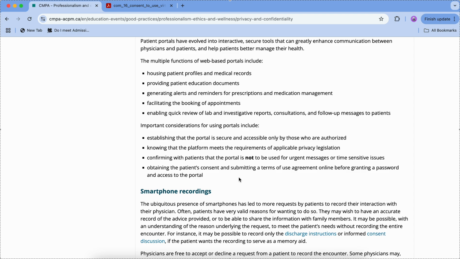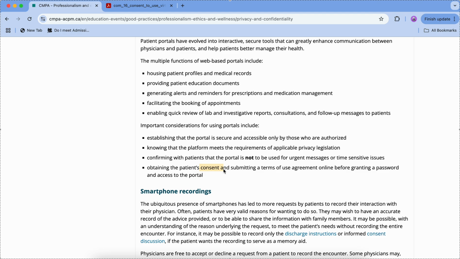Obtaining the patient's consent and submitting a terms of use agreement online before granting a patient's password and access to the portal. Because the reason I'm saying consent is that there is always a risk and benefit. So if you have taken the consent and the patient has agreed to use that portal, go ahead, do it.